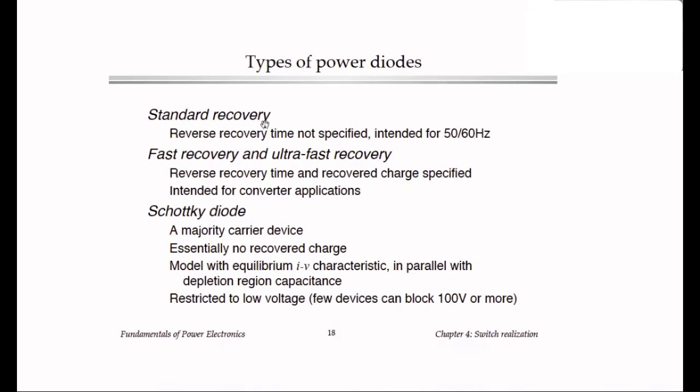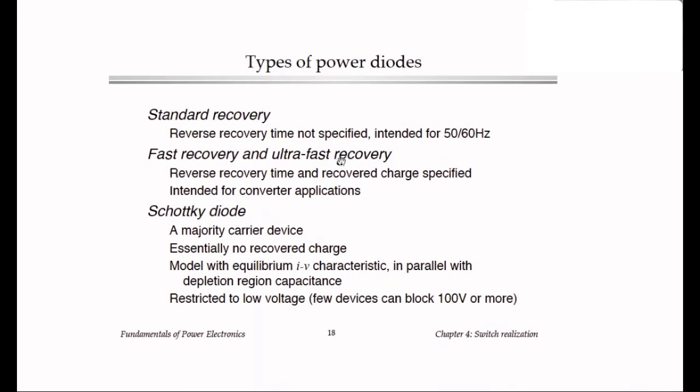So here are the different diodes according to their application. A standard recovery diode typically is one that is intended for low voltage or low frequency applications such as 60 cycles, 60 Hz or 50 cycles, rectifiers. Often with these diodes the reverse recovery time is not specified, but they definitely won't work in a 100 kHz converter because the reverse recovery time is too slow.